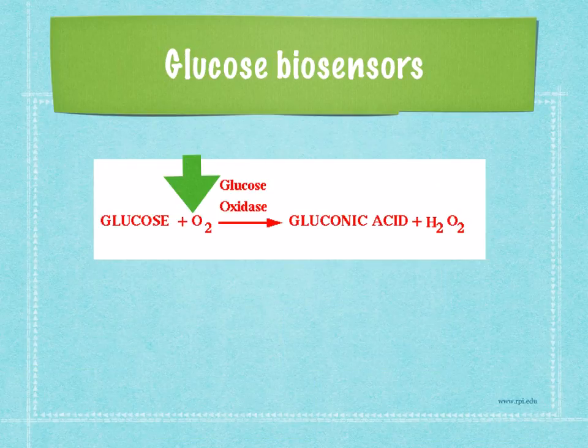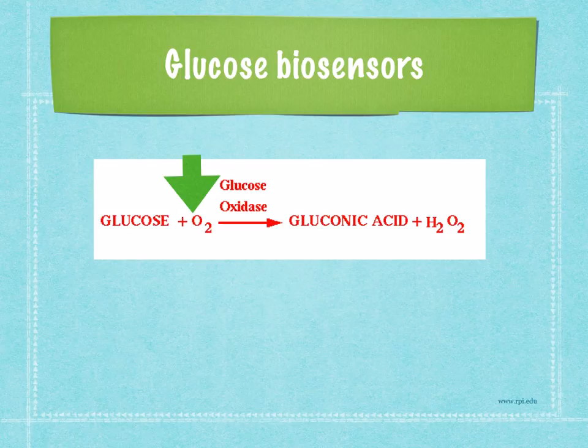Okay, let's have a look at glucose biosensors. These detect blood glucose levels in diabetics. They use the immobilized enzyme glucose oxidase. This enzyme is very specific, so glucose levels can be measured in the presence of other sugars.